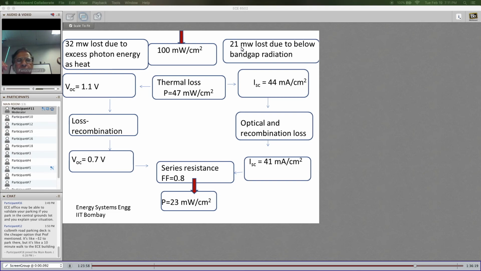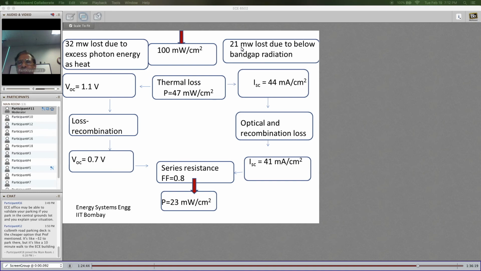Then 32 milliwatt is lost because the light has blue, green and infrared wavelengths, and the blue photon has more energy than the band gap of the silicon, and that excess energy is lost as thermal energy. So right there, out of 100 milliwatt incident from the sunlight, you lost 32 from the thermal loss, heat loss, and 21% from the transmission loss. So now what you have left is 47 milliwatt. That's all you have left.